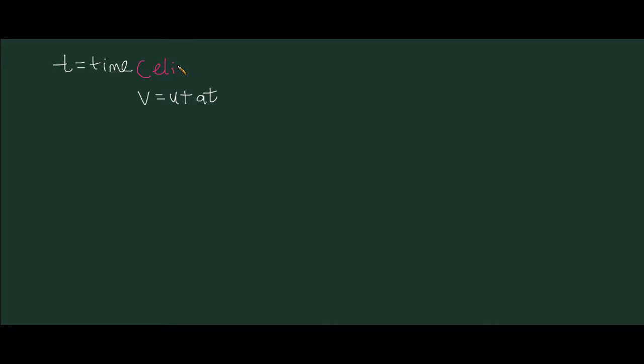So we have to eliminate t, and we have the first equation v equals u plus at, and we also have s equals ut plus half at squared, where s represents displacement.